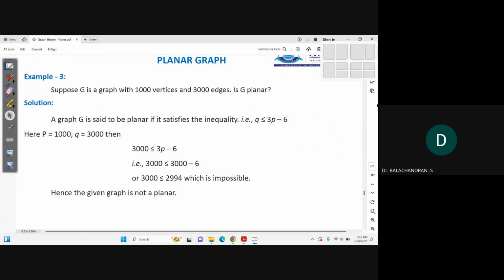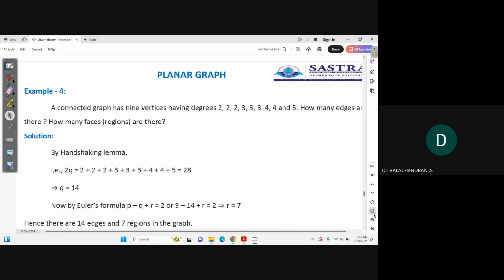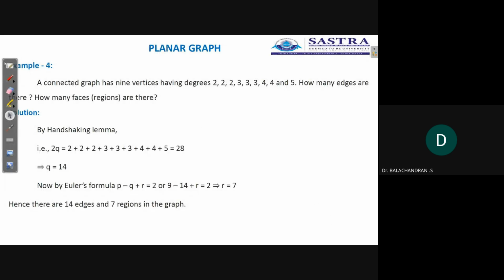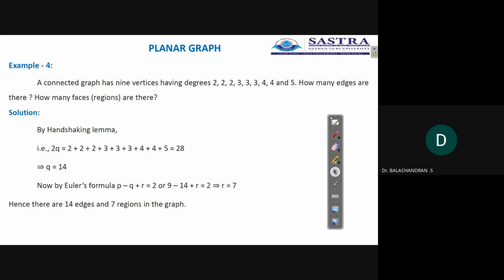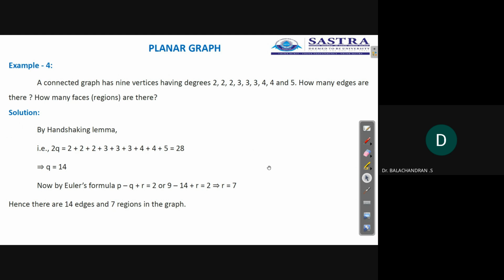Problem number 4. Here a connected graph has 9 vertices, and the degrees of the 9 vertices are mentioned here. The questions they are asking are how many edges are there and how many faces are there. So I'll take a snapshot.